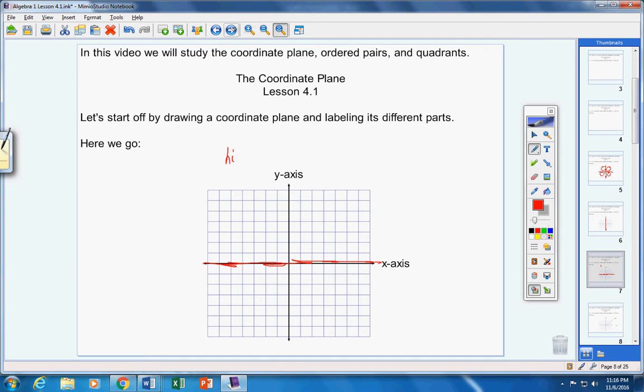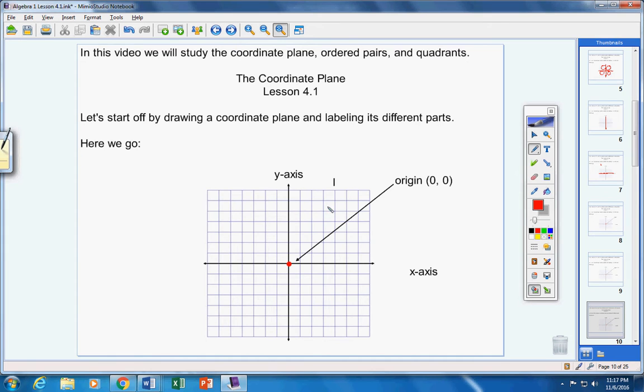Okay? Now, where the two axes intersect right here, this point right here, where the vertical and the horizontal axis intersect, we call that the origin. Okay? Please copy that in your notes. We call that the origin. It's also called (0, 0), and I'll talk more about that later, okay? (0, 0).